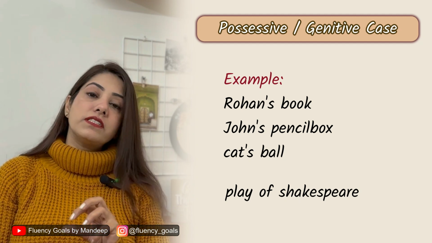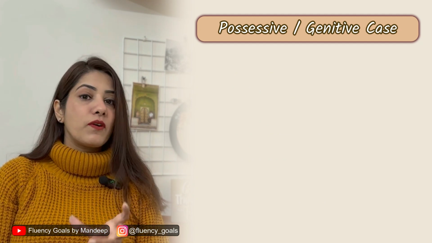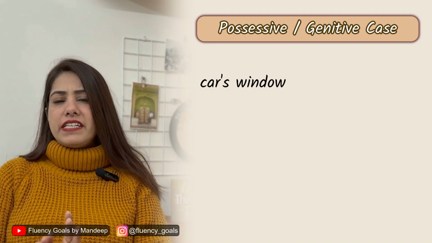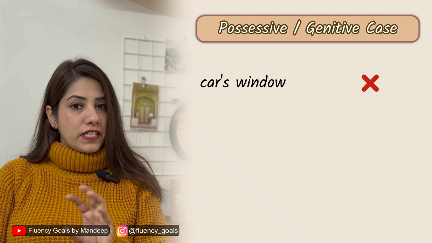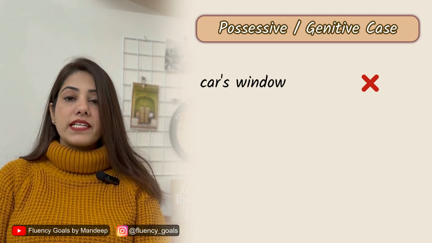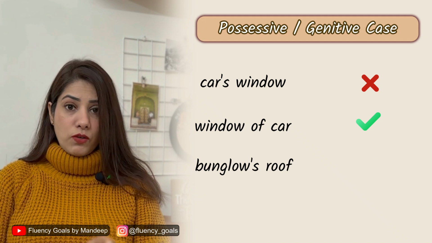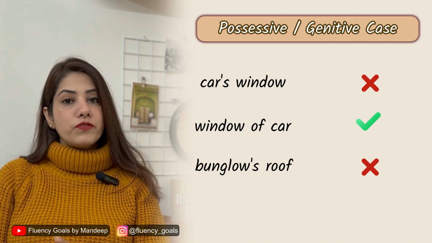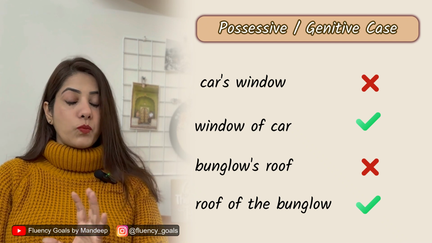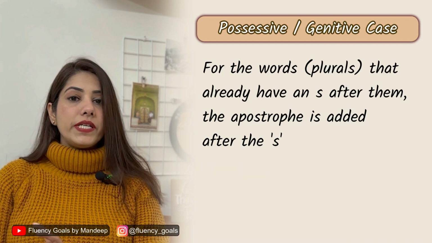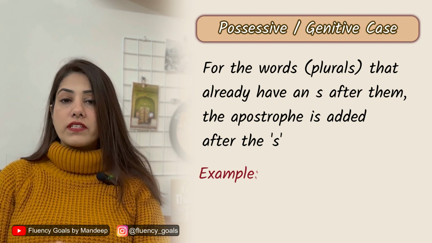Usually, an apostrophe is avoided with the names of objects. Let's say car's window. It seems a bit inappropriate and incorrect to say car's window here. So we'll say window of the car. Bungalow's roof. Instead of saying bungalow's roof, we can say roof of the bungalow. So for words that already have an S after them, the plurals, we add an apostrophe after the S.